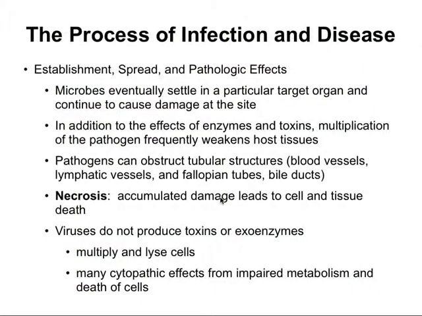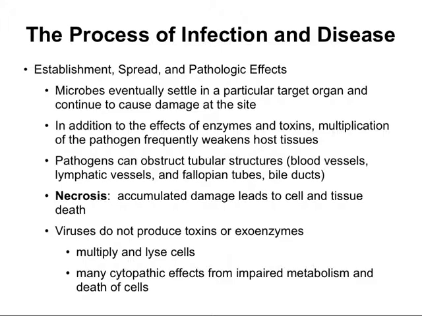Now let's take a look at the process of infection and disease. This means how it's established, how it's spread, and some of the pathologic effects. Microbes will eventually settle in a particular target organ and continue to cause damage at that site. In addition to the effects of the enzymes and the toxins, simply multiplication of the pathogen frequently weakens the host tissues in which they reside. The pathogens can also obstruct tubular structures like our blood vessels or lymphatic vessels, the fallopian tubes, and bile ducts. If tissues become so weakened that the accumulated damage leads to cell and tissue death, the condition is called necrosis.